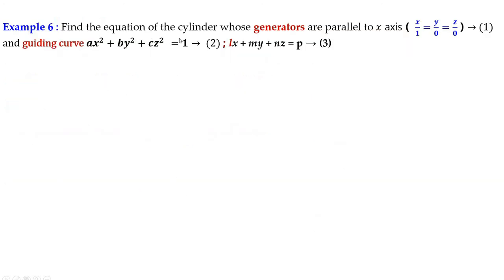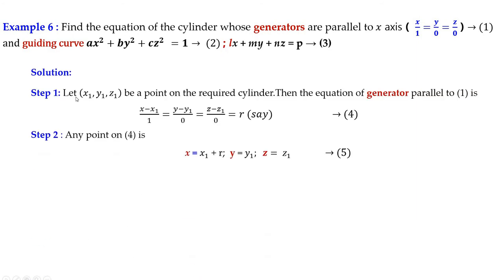Now next is find the equation of the cylinder whose generators are parallel to the x-axis. Just x-axis is given, but the equation is not given. We have written it. The x-axis equation is given by this, that is known to us. So we shall name that equation 1, and the guiding curve is given. We shall take as before x1, y1, z1 to be a point on the required cylinder. Then the equation of the generator parallel to 1 is given by this, with 1, 0, 0 as the DRs, and this point x1, y1, z1. So the point and DRs are known, the equation of the generator can be written. We shall take this as some r.